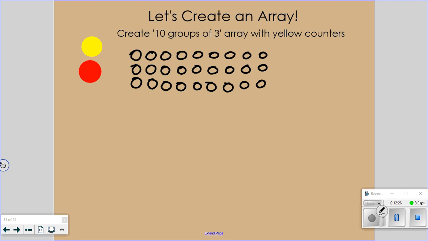1, 2, 3, 4, 5, 6, 7, 8, 9. 10. Do I have 9 groups of 3 now? I should have 10 because I took 1 away. Now, could I count them all up now? Yeah, but that seems like a lot of work.